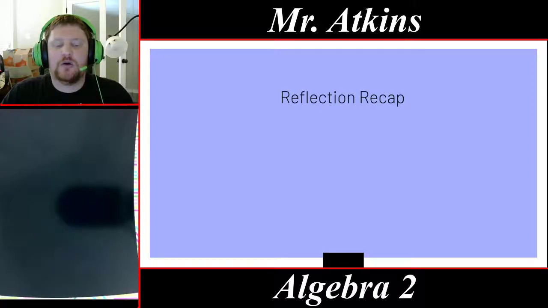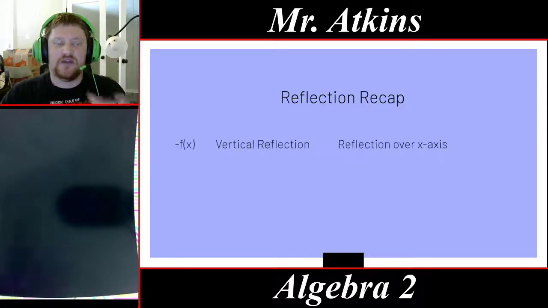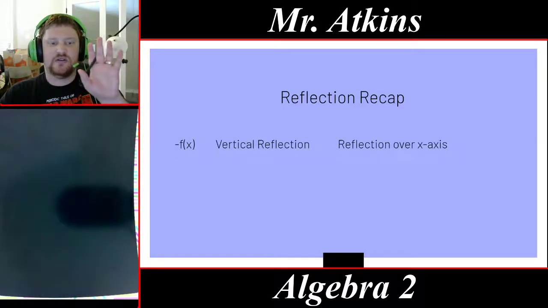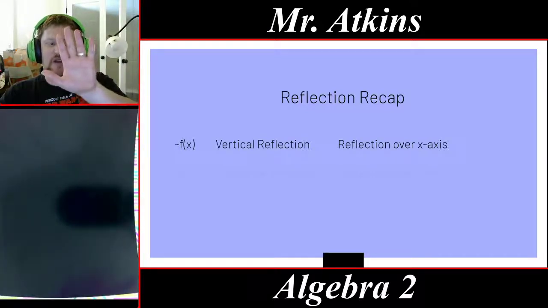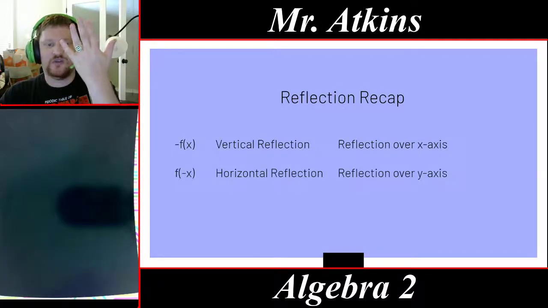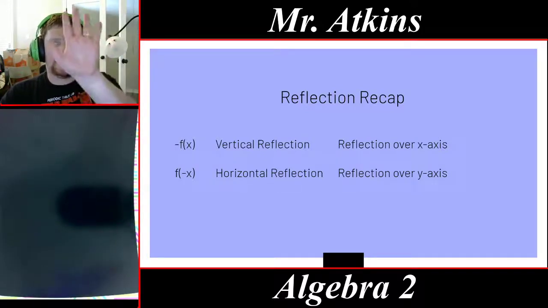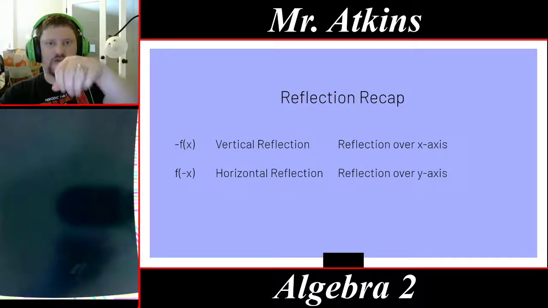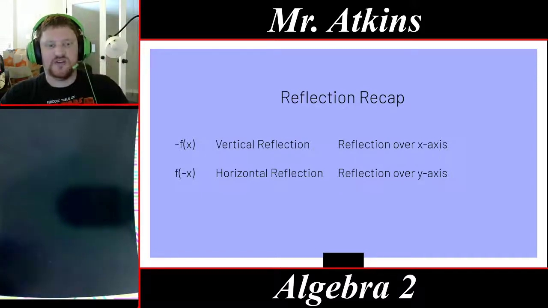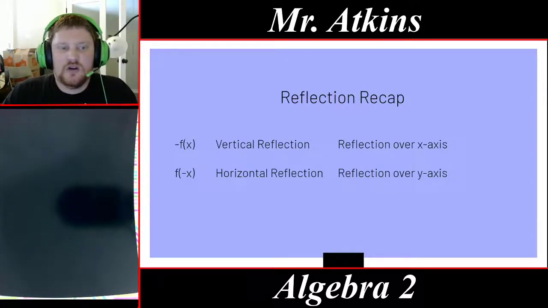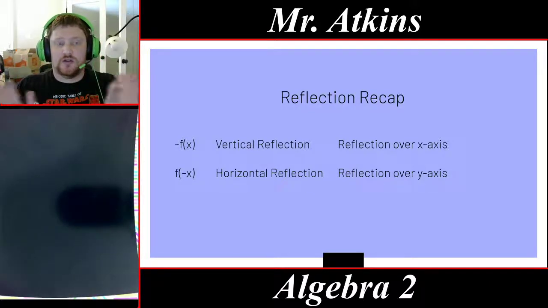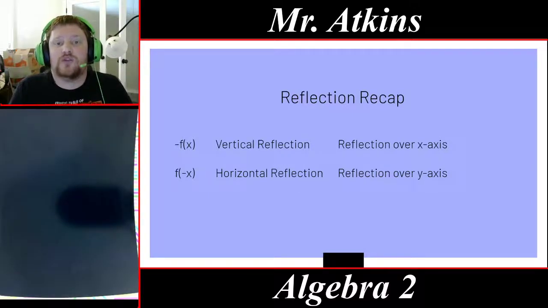Let's take a look at our reflections. Luckily, these are nice and easy. If you have a negative outside the parentheses, it flips it over the x-axis. If you have a negative sign inside the parentheses, it flips it over the y-axis. So that's vertical if it's outside the parentheses, and horizontal if it's inside. That is it for vertical and horizontal dilations and compressions, stretches and compressions, as well as reflections.